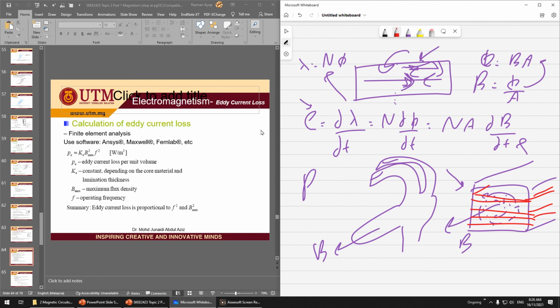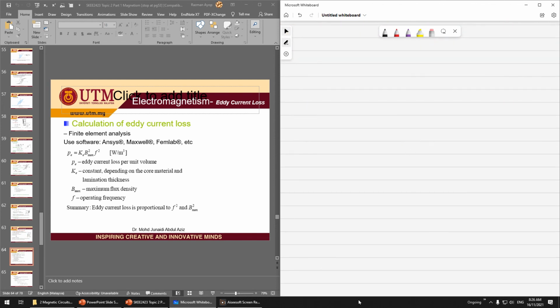How to calculate eddy current loss? Let me move this first. Actually, you can use software like ANSYS, Maxwell, or FEMLab to find the eddy current loss. Or you can use this formula: P eddy current loss equals K, the constant, times B squared, where B is the maximum flux density, times F squared, where F is the frequency. Be careful, you have two types of losses.